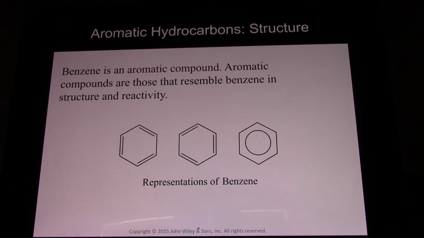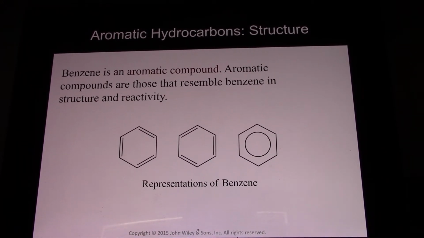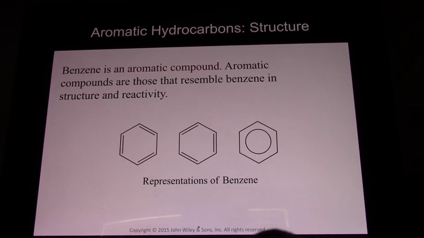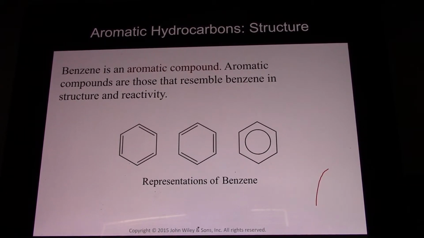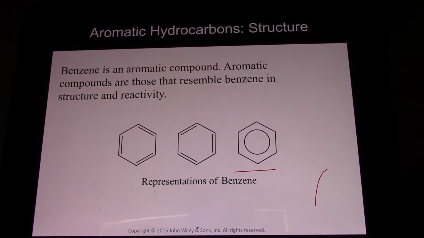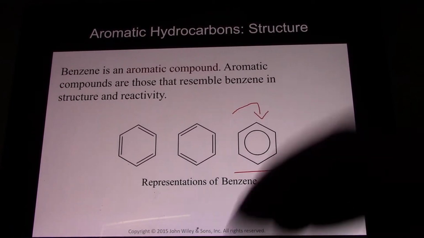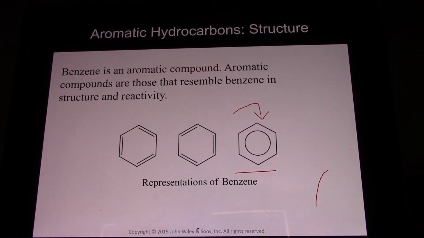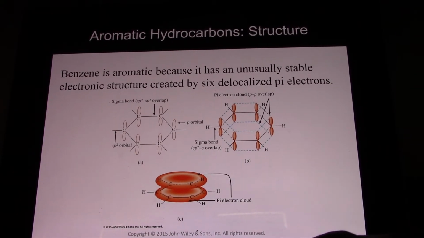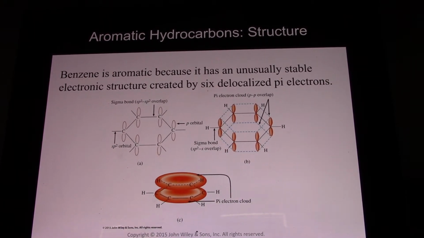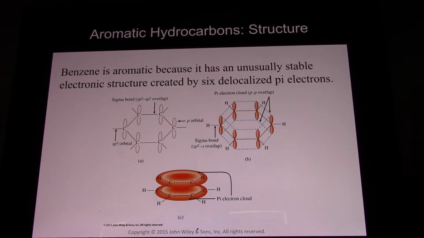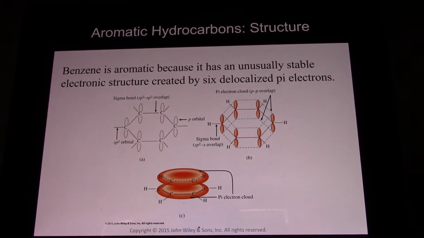Benzene is an aromatic compound. Aromatic compounds are those that resemble benzene in structure and reactivity. And again, these are not single and double bonds. They actually all blend into each other, forming a special structure, which is why we draw it with the circle. Because it's not single and double bonds. It is a specific structural unit in which those 6 delocalized pi electrons flow throughout all of the atoms. So here we see that delocalization. So it's not single and double bonds. They're all the same bond length, and the electrons are shared equally among all 6 carbons.